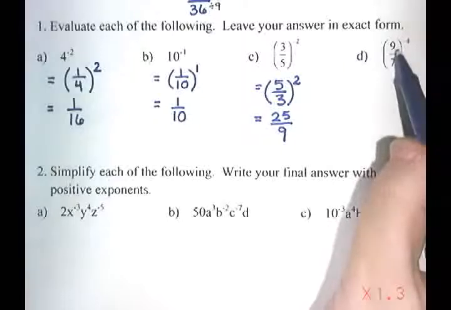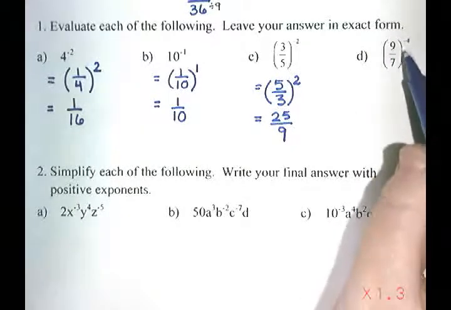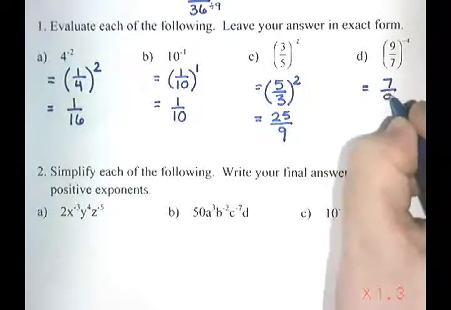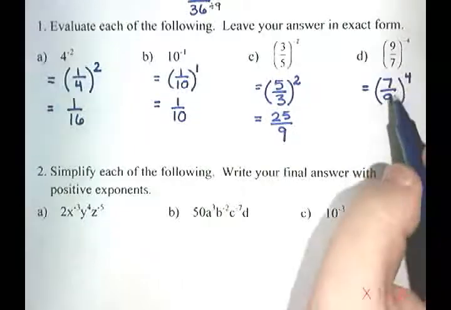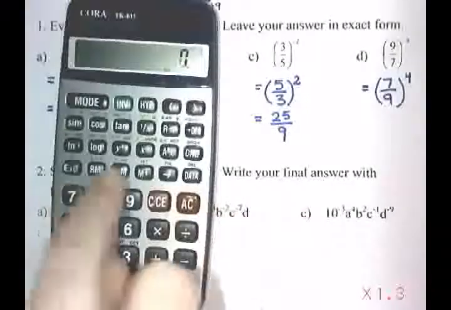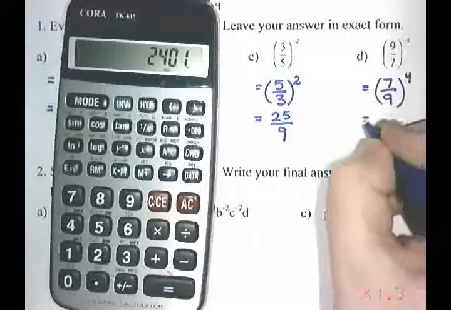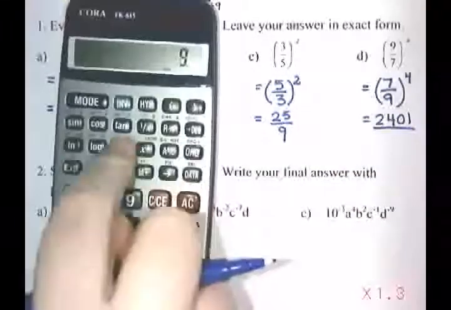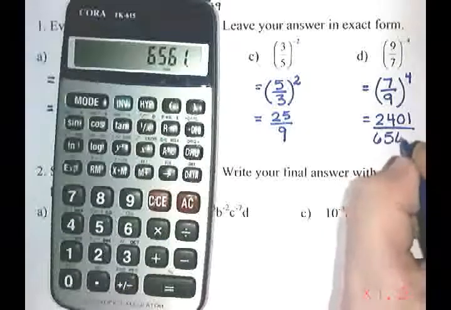So one more example here. We have 9 over 7 to the power of negative 4. So the first thing, we have a negative exponent, so it's going to flip over that fraction to become 7 over 9 to the power of positive 4, and then we just evaluate 7 to the power of 4, and I think I'm going to use my calculator to help me with that. So 7 to the power of 4 is 2,401, and 9 to the power of 4 is 6,561.